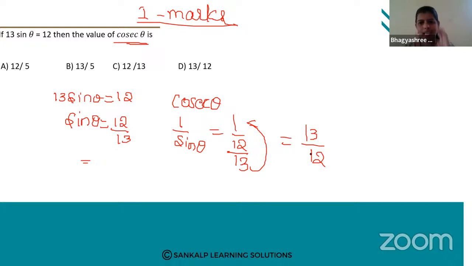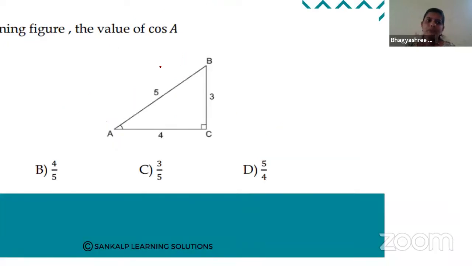Cosec theta means whatever the sin theta value is, if you invert it, you will get cosec theta, right? So 13 divided by 12. Which option is correct? Is it there in the options? Yes, it is there. It is option D, 13 divided by 12. Cosec theta. Right? Next. In the figure, the value of cosec A.